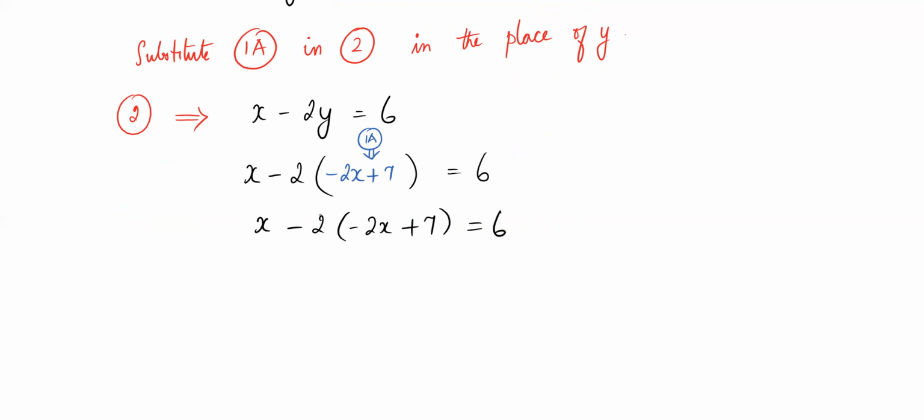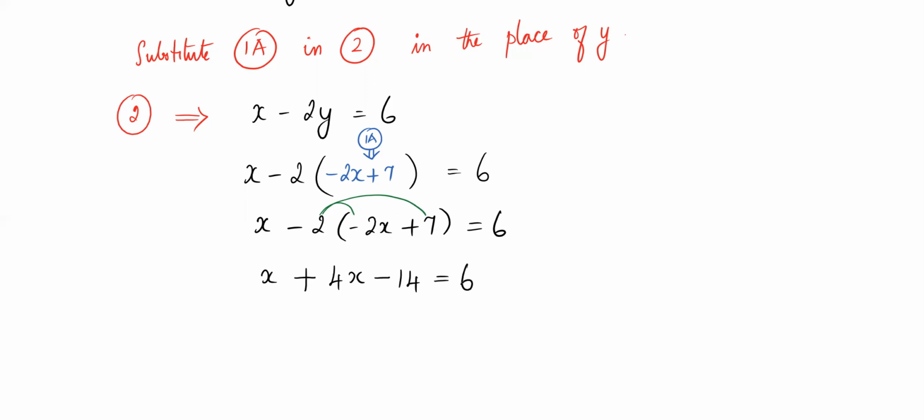Let's show the distribution here. Remember, you're distributing the negative 2. So negative 2 times negative 2x is positive. So always do the signs first. Negative times negative is positive. 2 times 2x is 4x. Likewise, for the next one, negative times the positive is negative. 2 times 7 is 14 equals 6.